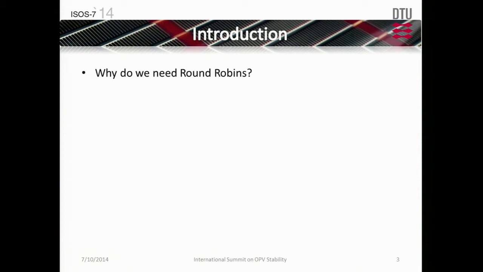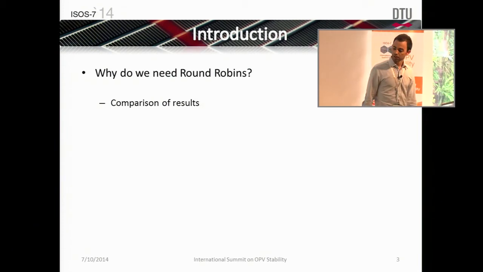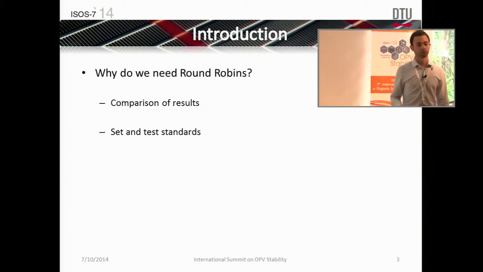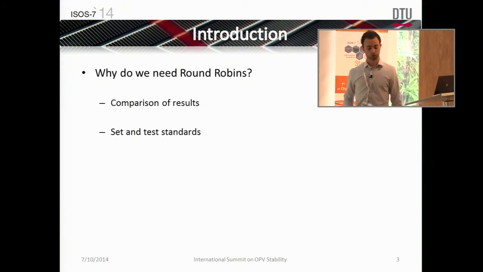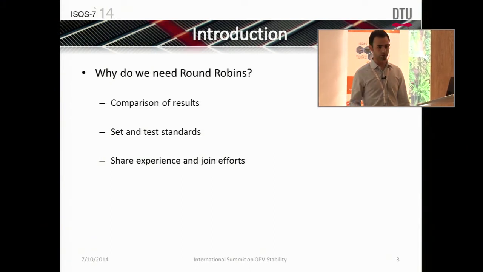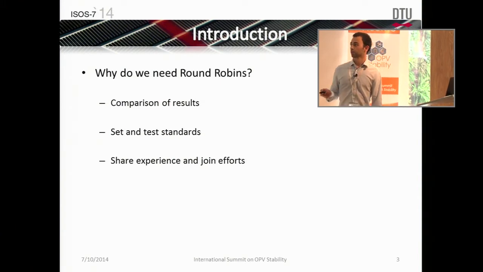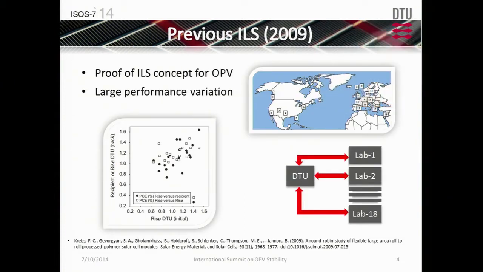So why do we need round robins? We need round robins because we want to be able to compare results. And to do that, it's important that we set some standards and also that we test the standards to make sure that they actually work. And also, more important, we want to share the experience that we have acquired and join efforts in the OPV field. So one of the first inter-laboratory studies was published in 2009.